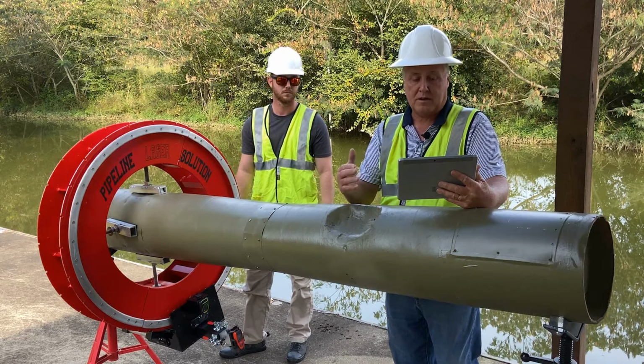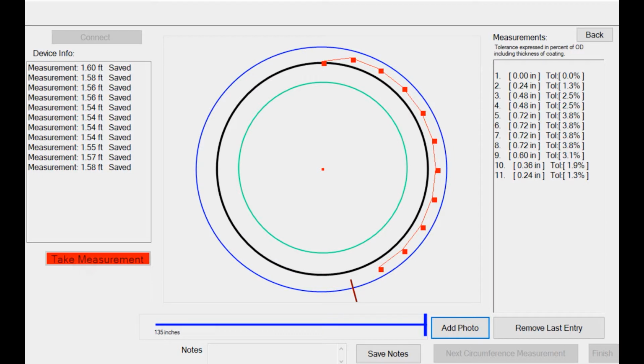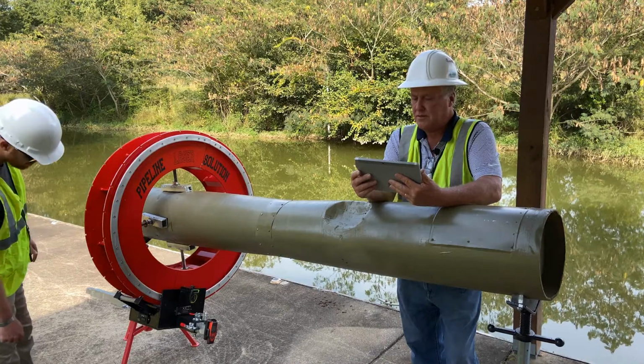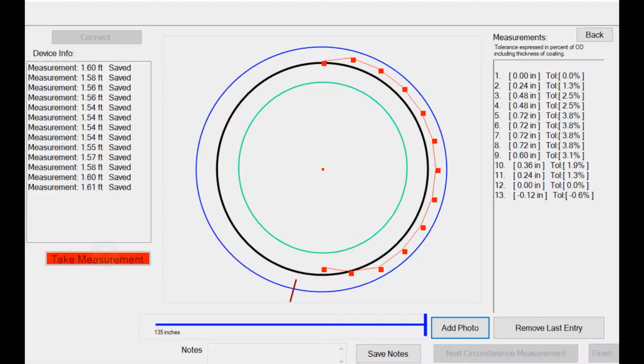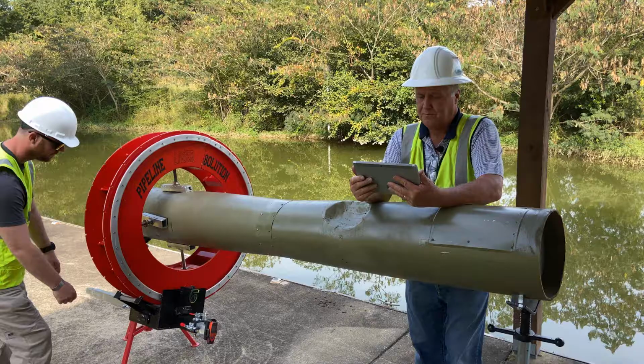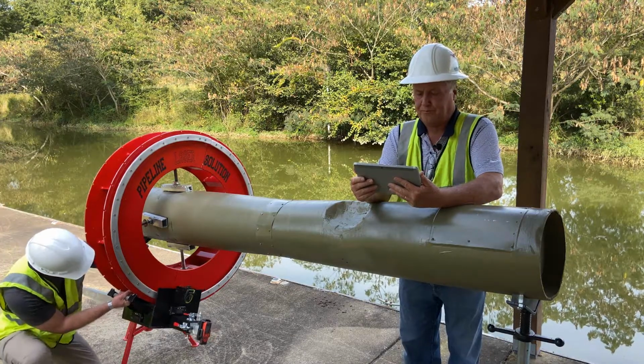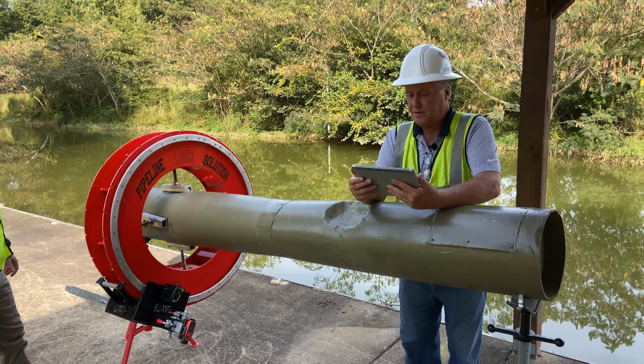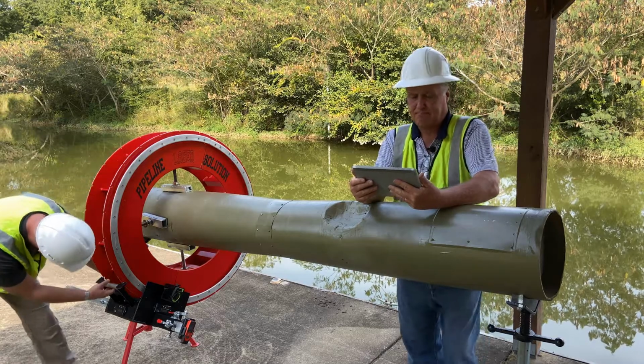Okay, it's coming on inside now. Okay, Keith, are we at the 14th position? Okay, I'm going to take that measurement. All right. That's 15. Go on to 16.